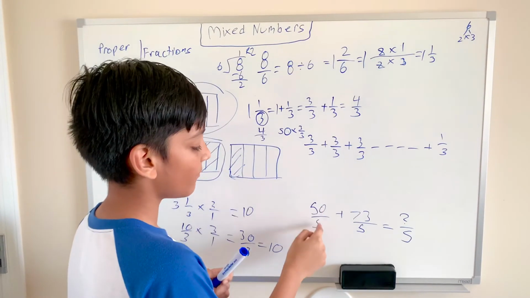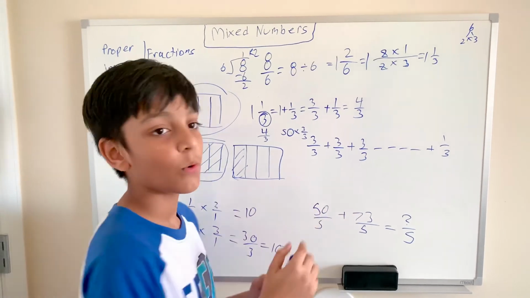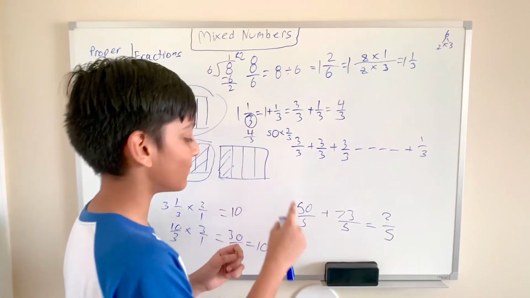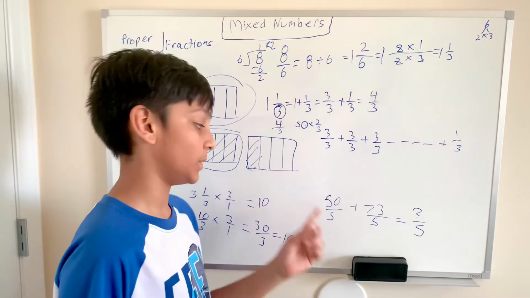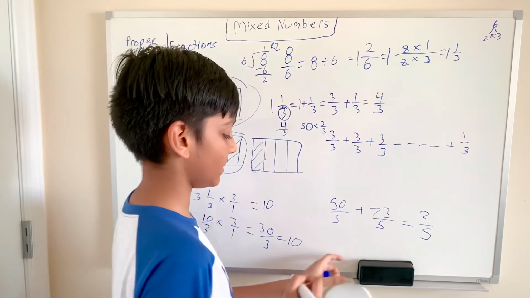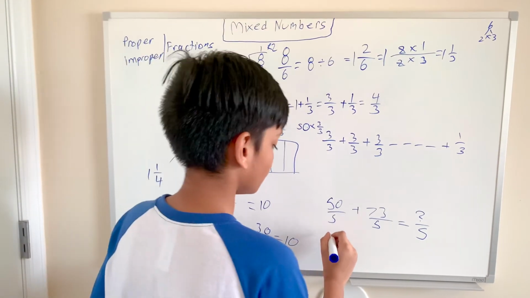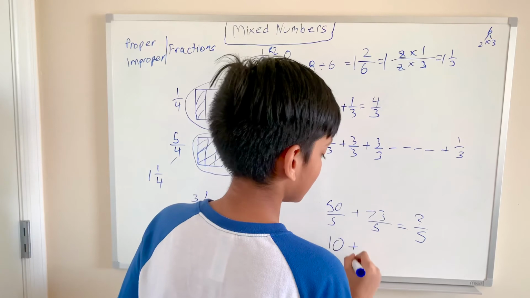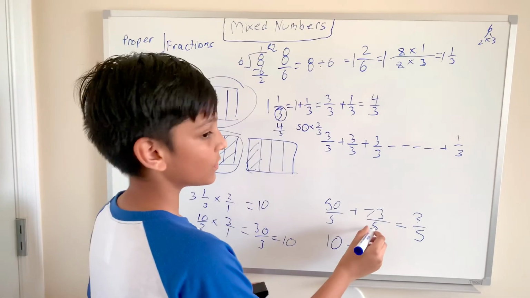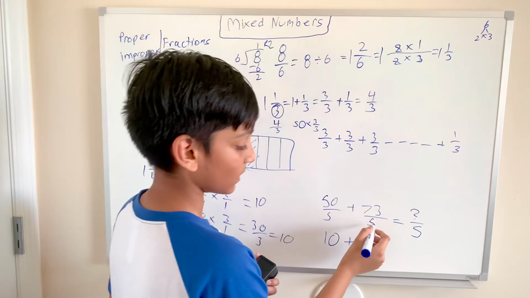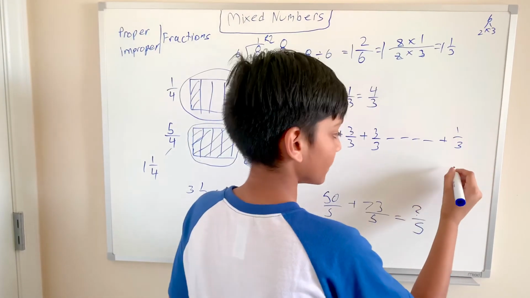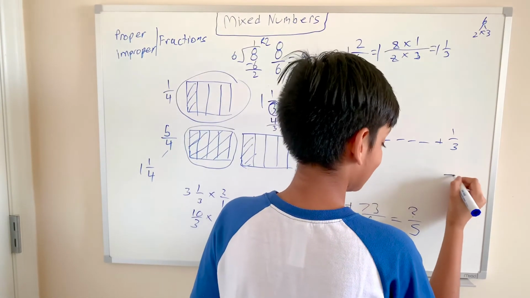So 50 divided by 5 would just equal 10, because 5 times 10 will equal 50. So we can turn this into 10. And then we can add that to, well, here, we've got 73 over 5. We can reduce over here. We can divide over here.